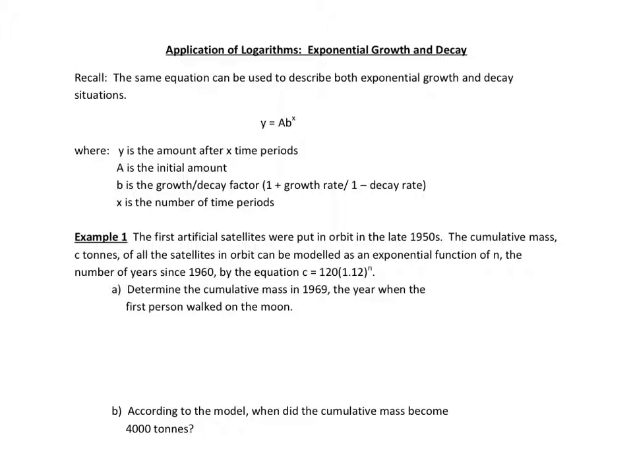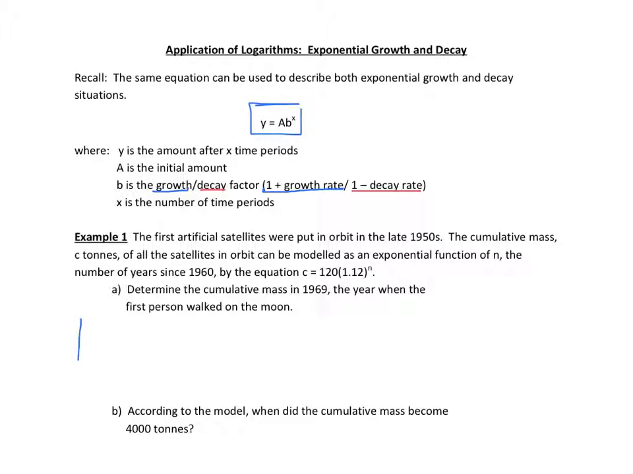But in this lesson, the first part should look very familiar. I've given you the formula for exponential growth and decay. And just to jog your memory, the formula would be y equals a times b to the x. And here we've listed what all those variables represent. So y would be the amount you end up with. A would be your initial amount. B is either your growth or decay factor. So when dealing with exponential growth, B would be equal to 1 plus the growth rate. And when dealing with exponential decay, B would be equal to 1 minus the decay rate. And X is the number of time periods.